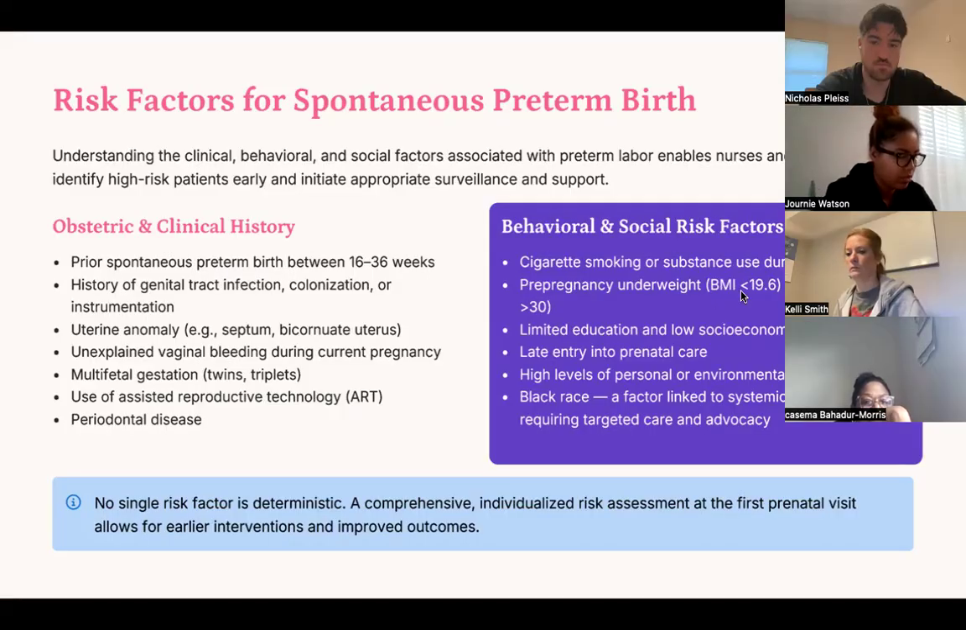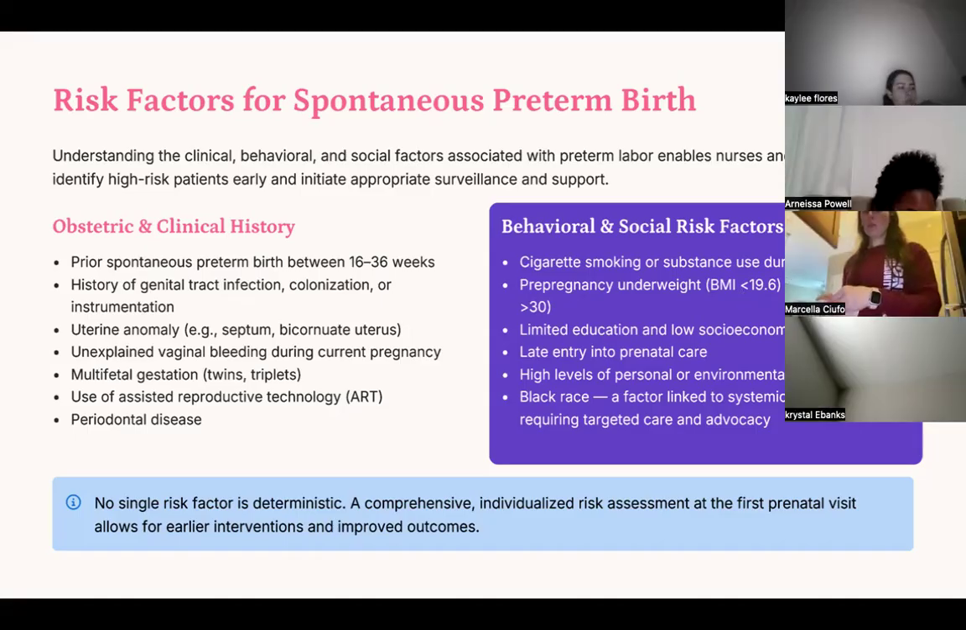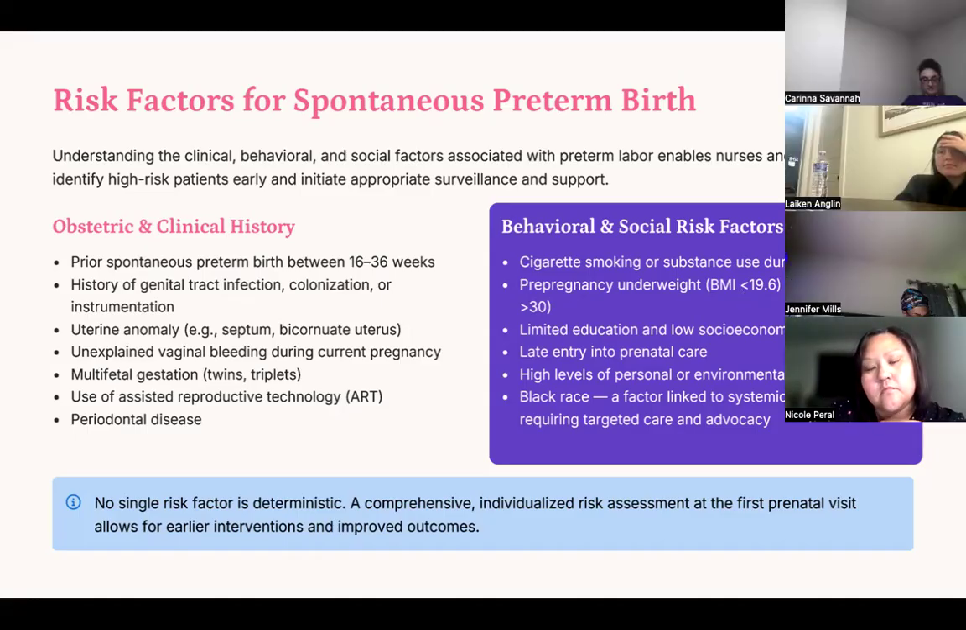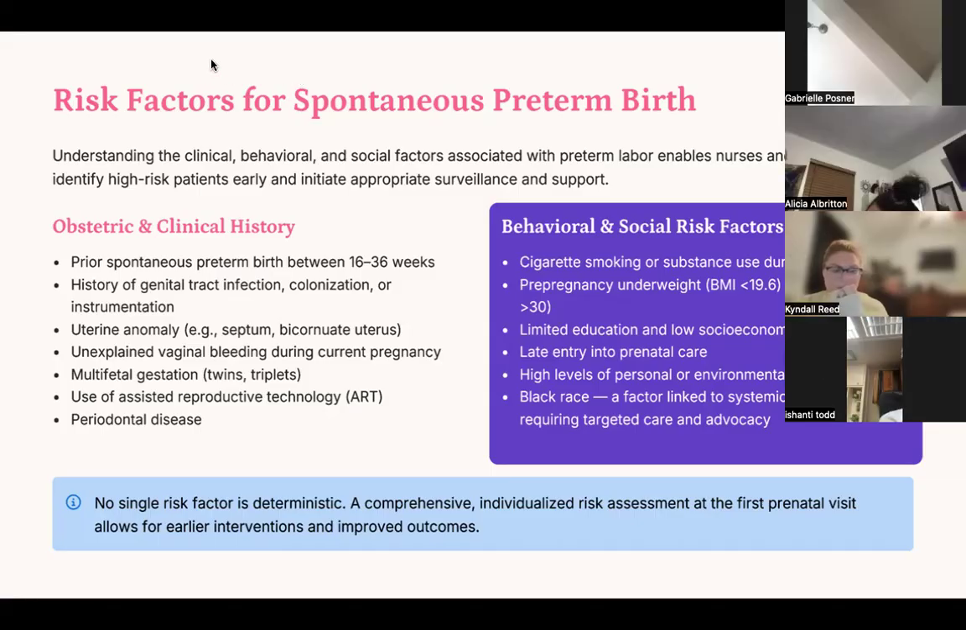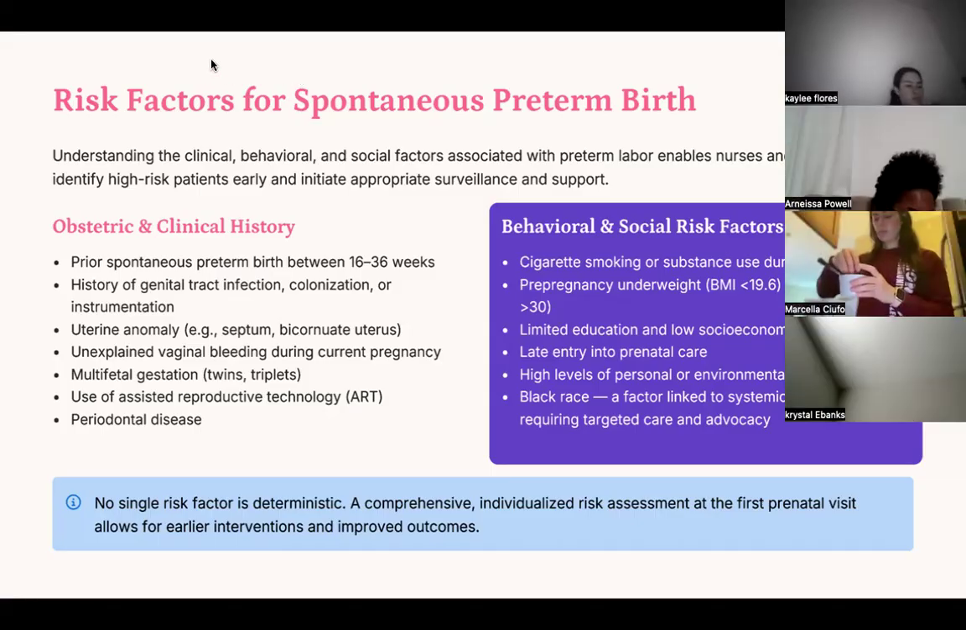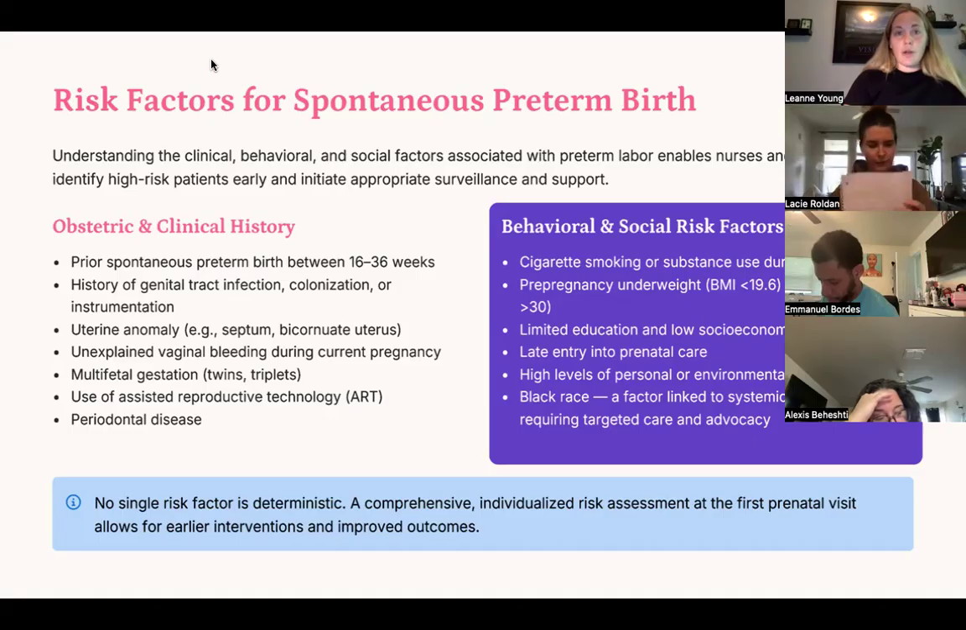So, is she underweight, with a BMI under 19, or is she obese, with a BMI greater than 30? Anything like that can put us at risk for preterm deliveries. Limited education and socioeconomic status. Do they have access to adequate nutrition? Are they educated enough to know the signs and symptoms of preterm labor?